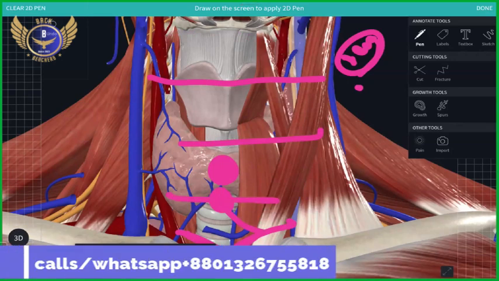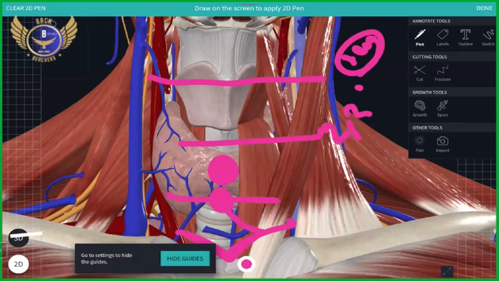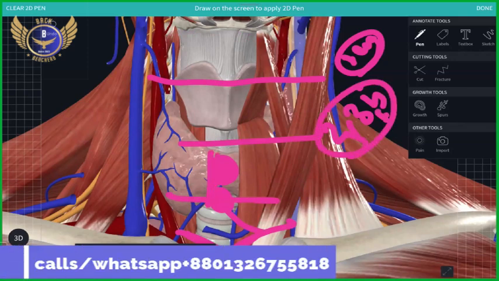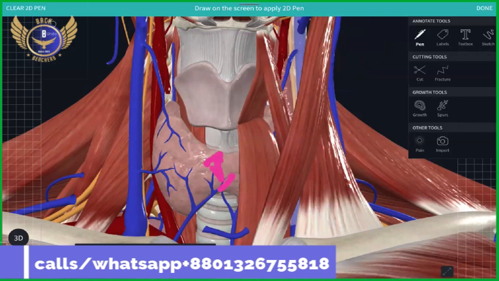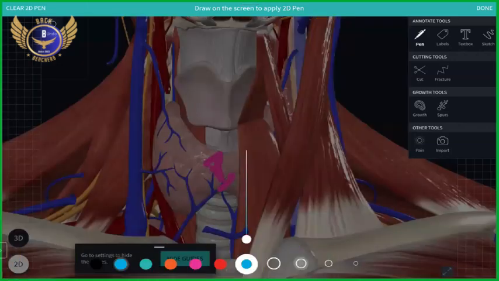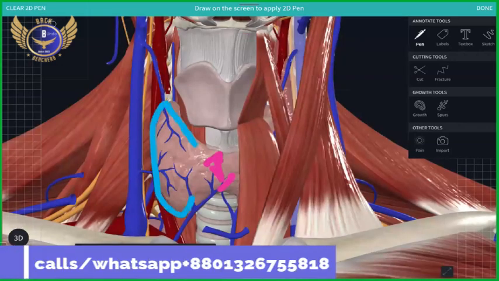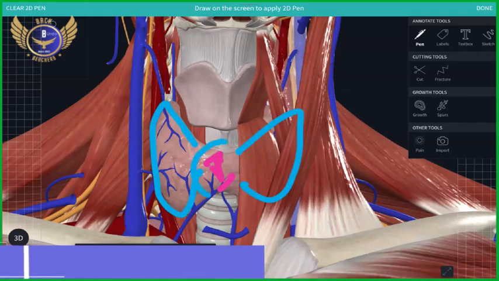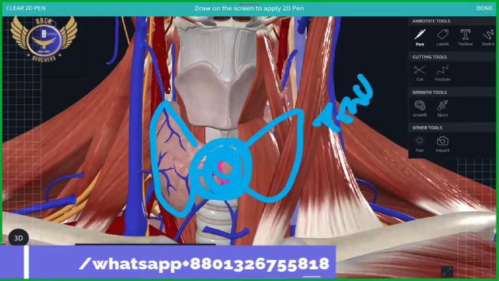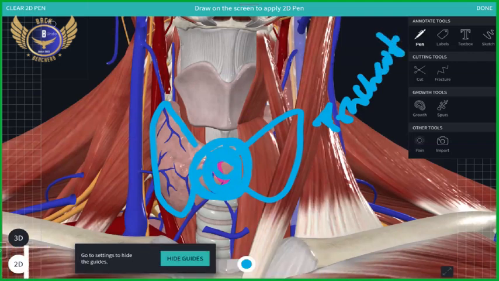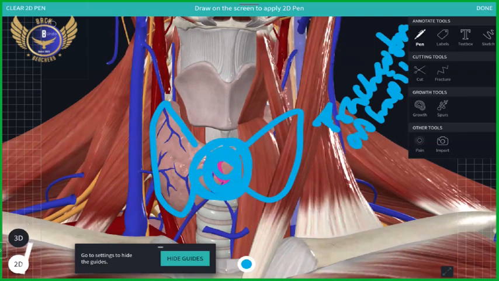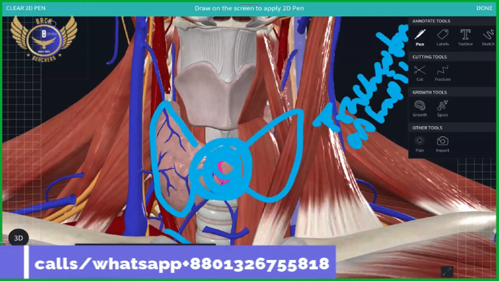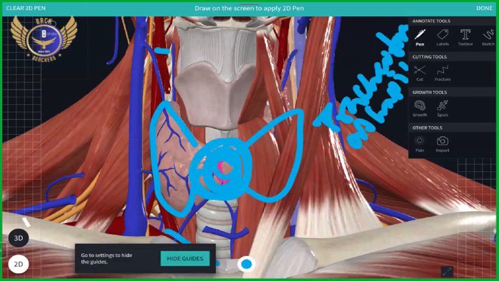Because the 2nd, 3rd, and 4th tracheal rings make the isthmus floor. This is our thyroid gland. This is our isthmus, and these are the two lobes of the thyroid gland. And we pierce this isthmus during tracheostomy at hospital. Our usual site is midway between the sternal notch and the thyroid cartilage.